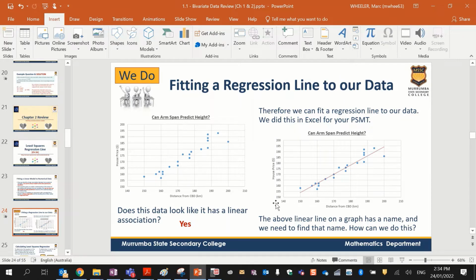So you should know that any line on a graph can be called something like y equals something x plus something, or there are loads of different names for different straight lines on a graph. So how do we name this line? We'll have a look at an example.